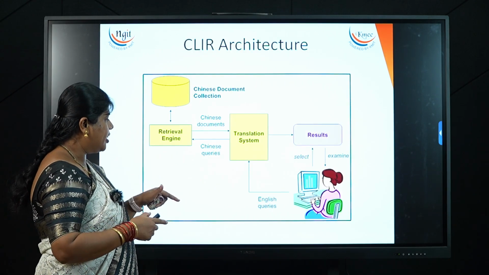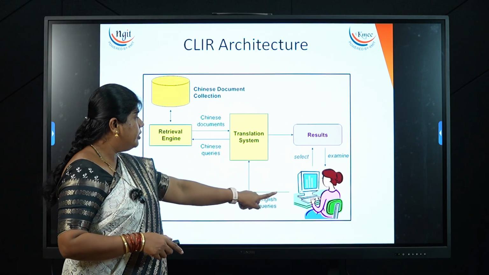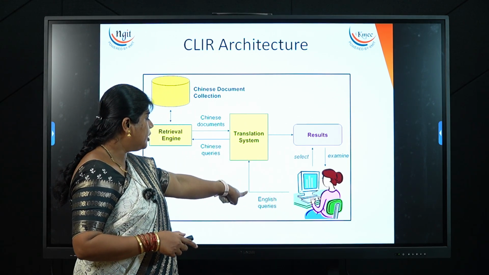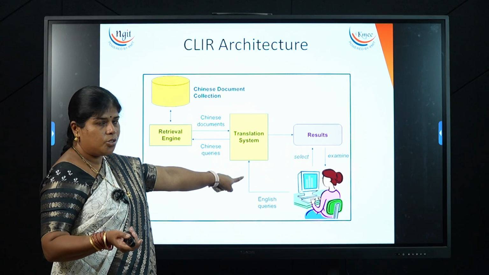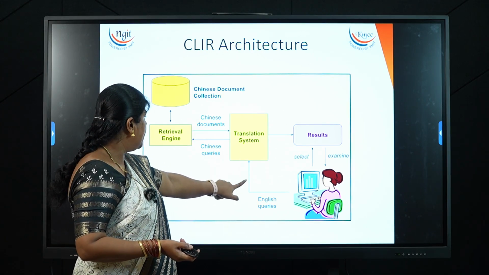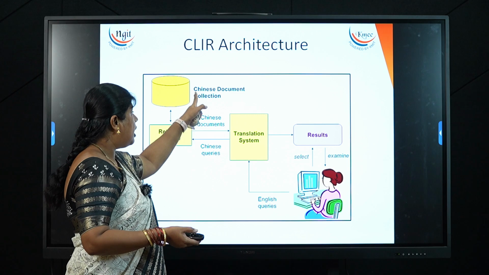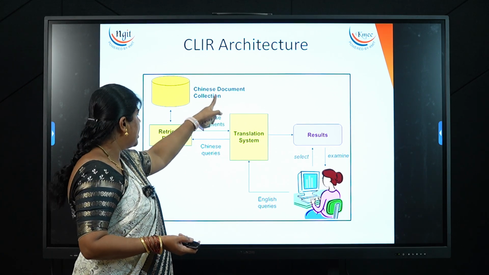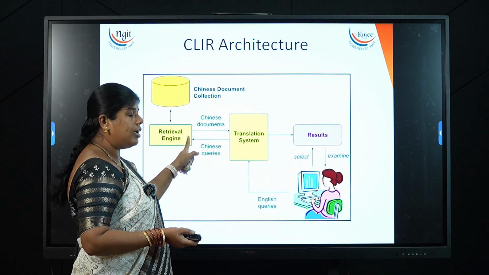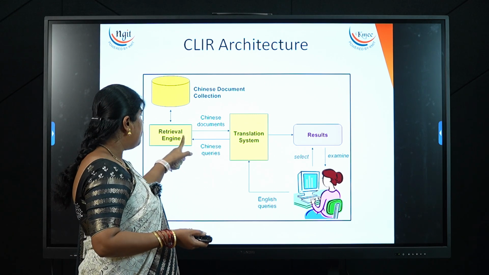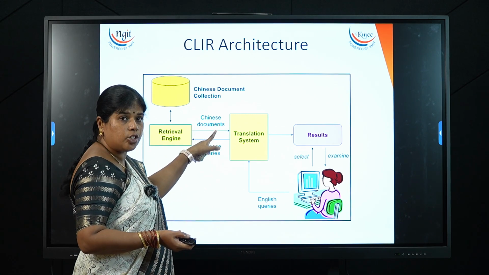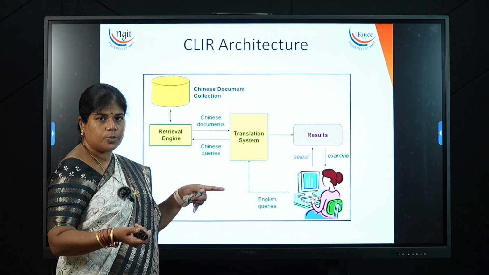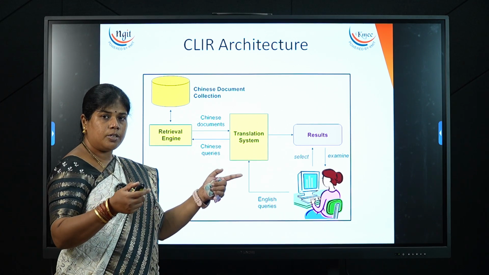Now, this is the architecture of your CLIR. The user is typing the query in which language? As usual, the English language. But my documents are stored in which language? The Chinese language. Now, what will the retrieval engine do? The retrieval engine will retrieve the Chinese documents. But on what basis? Will it retrieve all the documents for you?